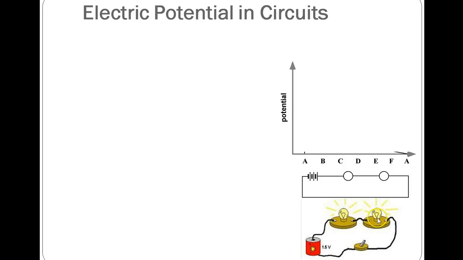Series meaning there's only one path from the positive to the negative end of the battery, and we'll talk about series and parallel a little bit later. Above, you have the diagram for it, the circuit diagram, and this symbol here means battery.